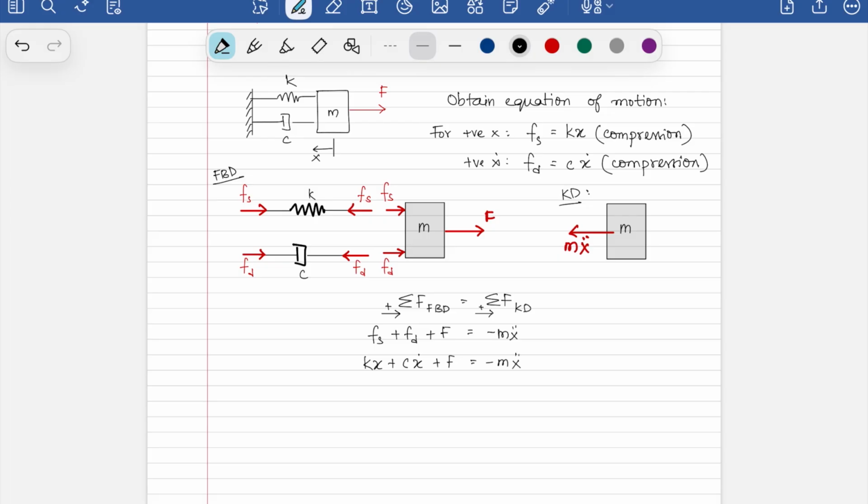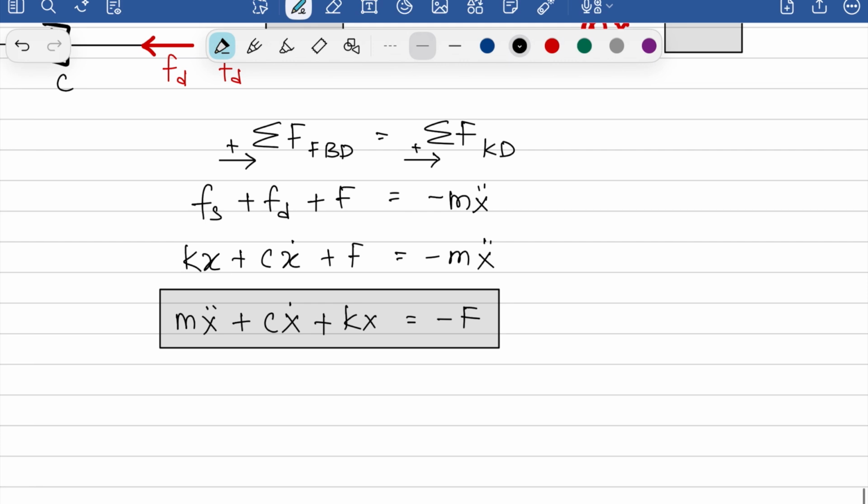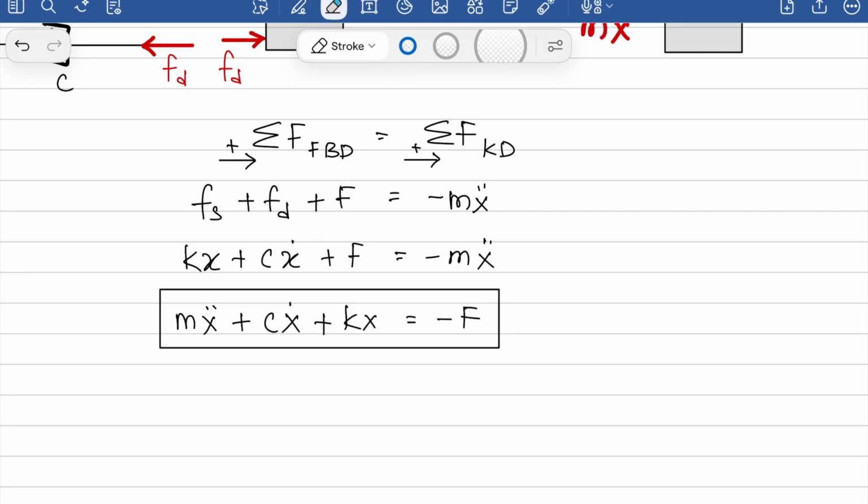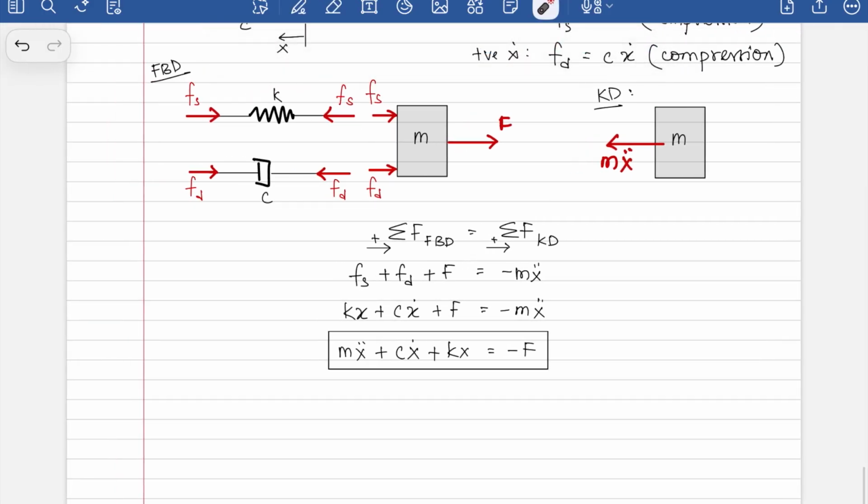If you were to now move this to the other side and write it in the way that I said is the polite or the standard way of doing it, you will have m x double dot plus c x dot plus kx is equal to minus F. This here is the equation of motion in the standard form. We'll define the standard form more rigorously later, but for now, just trust me that this makes you a polite person. You are representing the system in a way that is standard, so someone who's looking at it immediately knows that your force F is acting on your system.